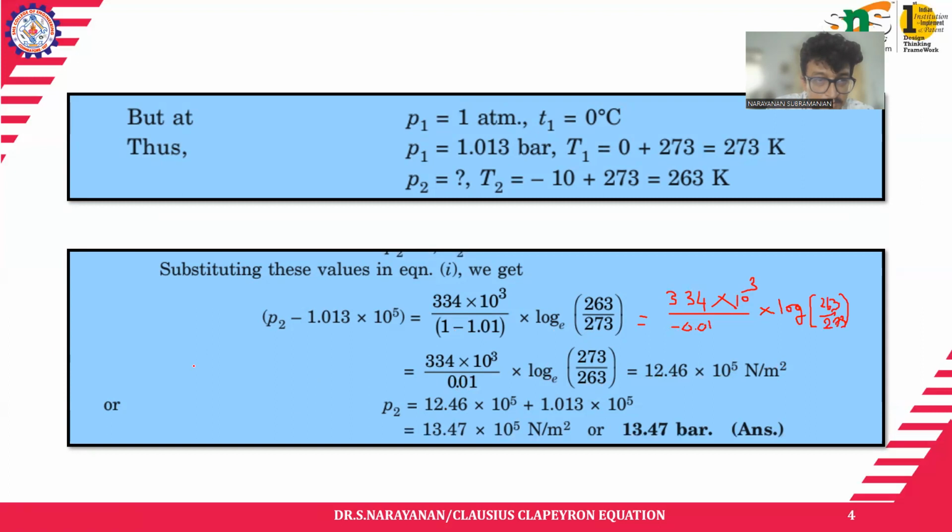That is, P2 minus 1.013 into 10 power 5 is equal to 12.46 into 10 power 5. So when this 1.013 goes to the other side, P2 will be 13.47 into 10 power 5 Newton per meter square, or 13.47 bar.